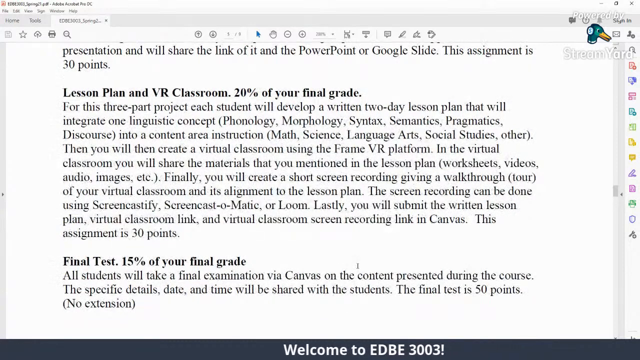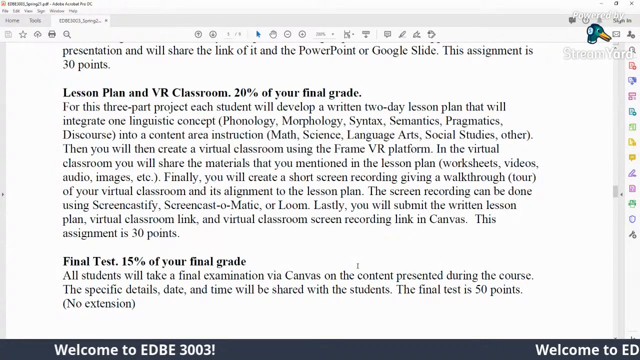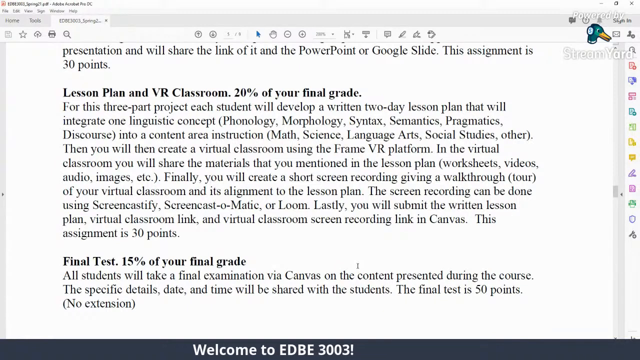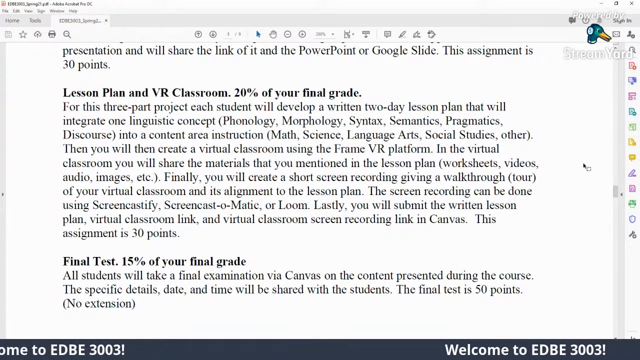The final test. All students will take a final examination via Canvas on the content presented during the course. The specific details, date, and time will be shared with the students. The final test is 50 points, and there's no extension for this assignment.